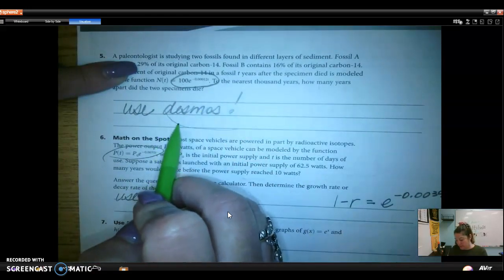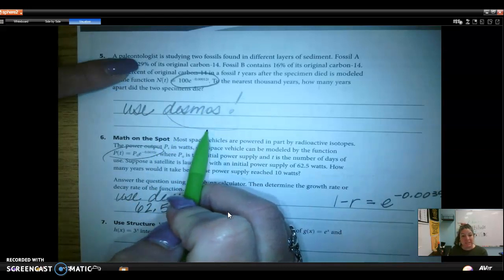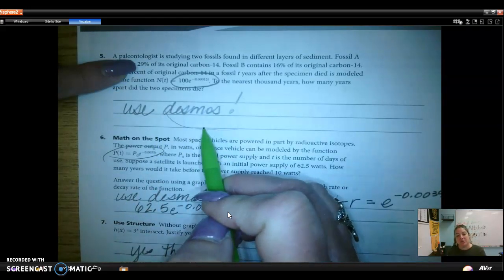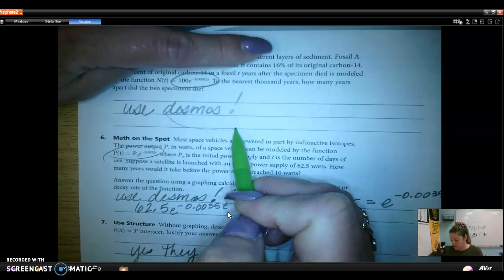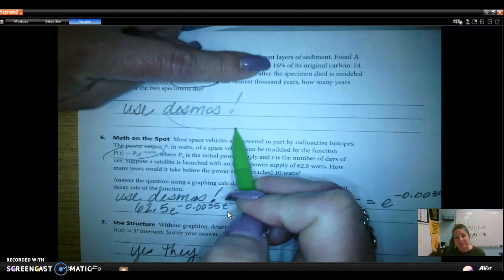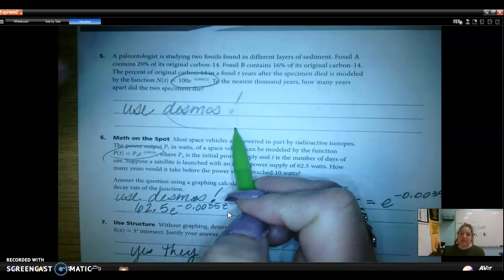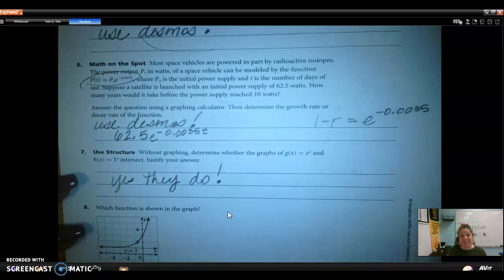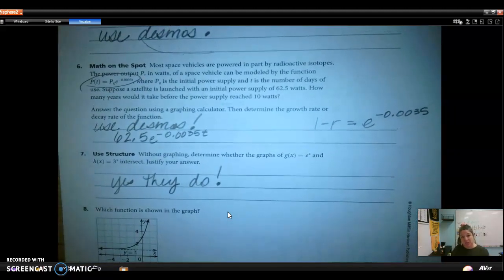You're going to take your mouse, drag it along until you find 29. Write that number down. Then you're going to drag the mouse along the little swoopy until you get to 16. Okay, write that number down. And then you can subtract to see how far apart those years were. For number 6, same thing. You're going to use Desmos.